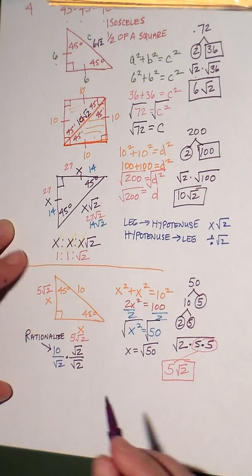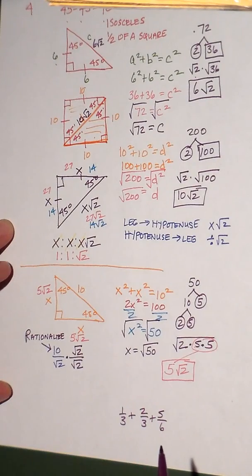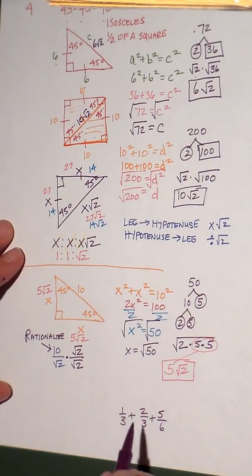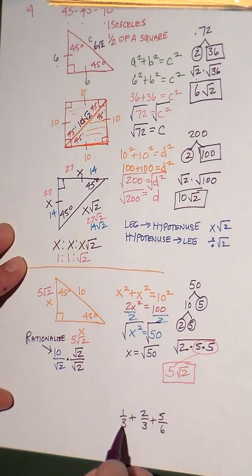Remember, if you have something like 1/3 plus 2/3 plus 5/6, and you wanted to combine those, you have to find the lowest common denominator, right? Which would be 6. Well, how would I get this to be a denominator of 6? Well, I multiply by 2 over 2, right? What about this one? 2 over 2. This one I'd have to multiply by 2 over 2 as well.